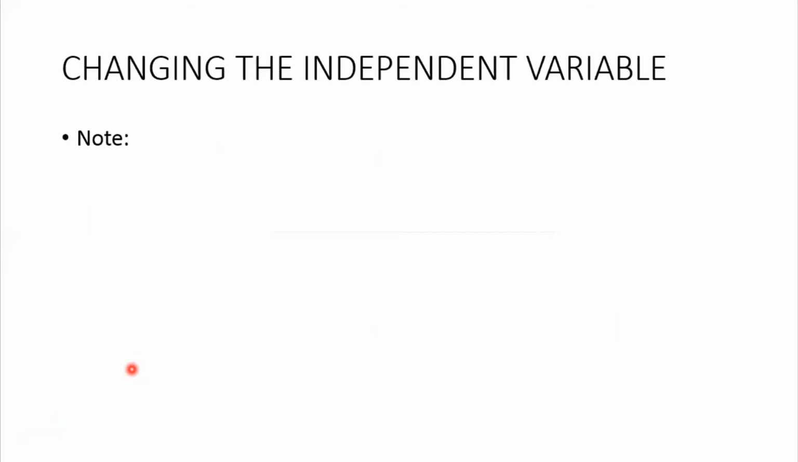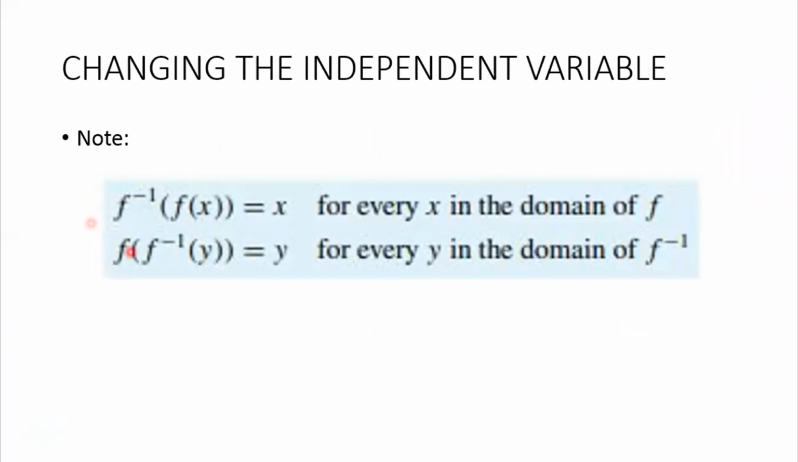So another notation, we introduce this one, another notation. So f inverse of f of x is equal to x for every x in the domain of f. So this is the first condition, that if we can write f inverse of f of x to be x, then that condition is already satisfied. Then proceed to the second condition, that f of f inverse of y is equal to y for every y in the domain of f inverse. So the second condition is also satisfied.